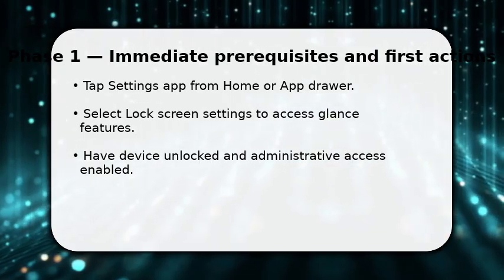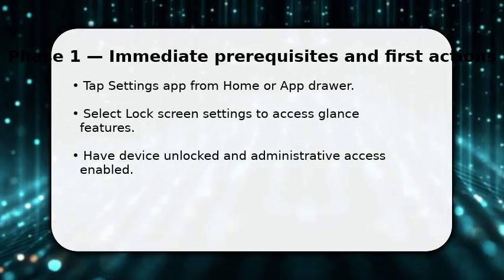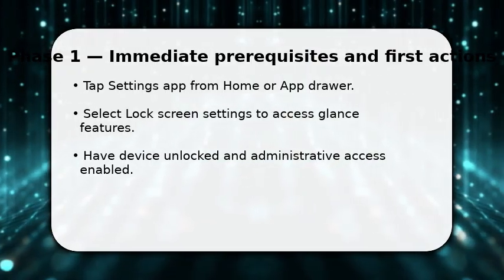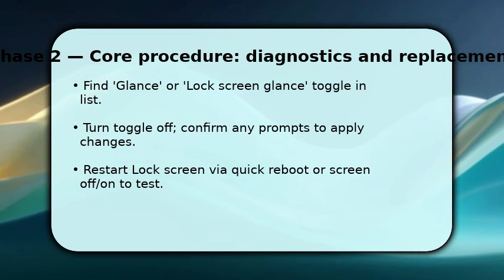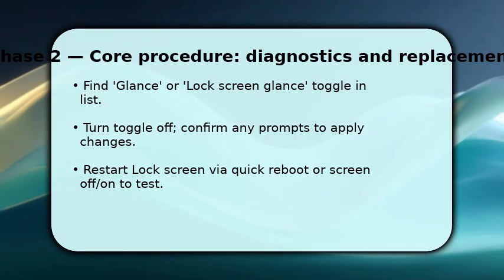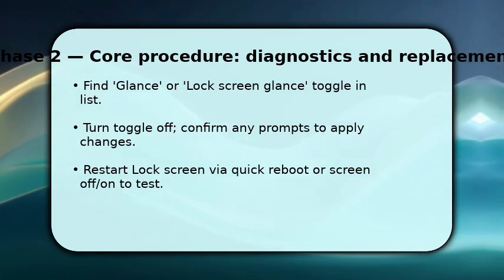Now, locate the specific entry labeled Glance or Lock Screen Glance. That's the control you will switch off in the next step. Once you're inside the lock screen pane, scroll to find Glance or Lock Screen Glance. Manufacturers may rename it, so scan for similar wording.